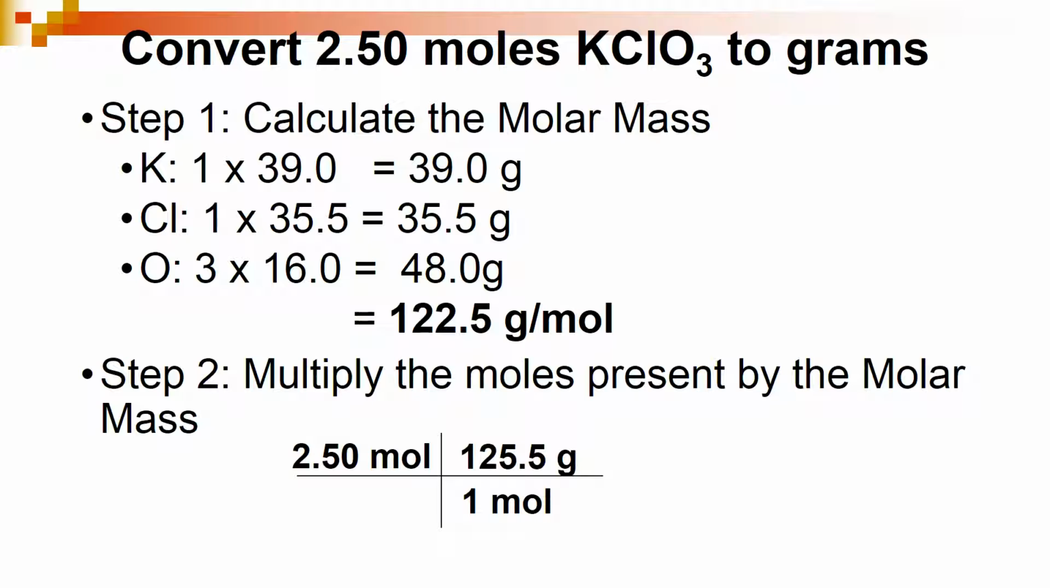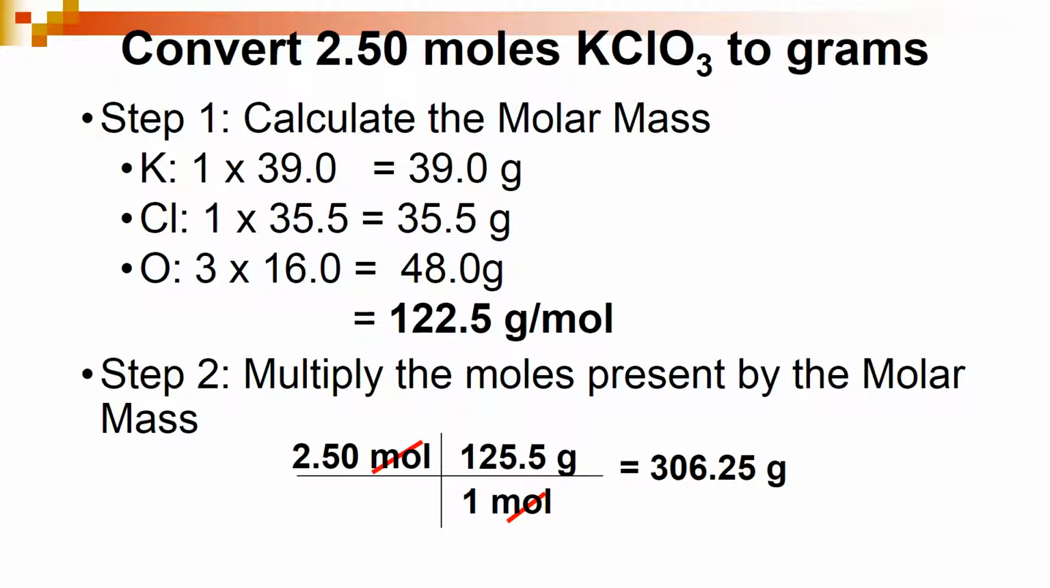So when we multiply 2.5 times 122.5, we notice that the moles cancel out, and all we're left with here is grams. So what this tells us is that 2.50 moles of potassium chlorate is equal to 306.25 grams.